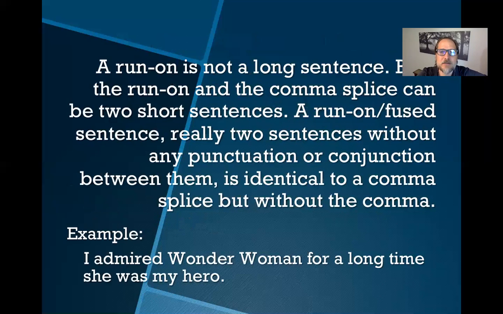All right. A run-on is a long sentence. The run-on comma splices can be two short sentences. They're fused. They're without any punctuation or conjunction. All right, again, very close to the comma splice without the comma. We're jamming two independent clauses. I admired Wonder Woman for a long time. She was my hero. Whoops, jammed it all together, right?